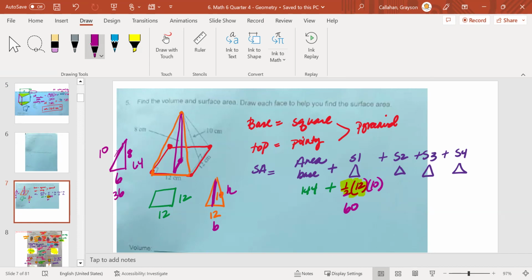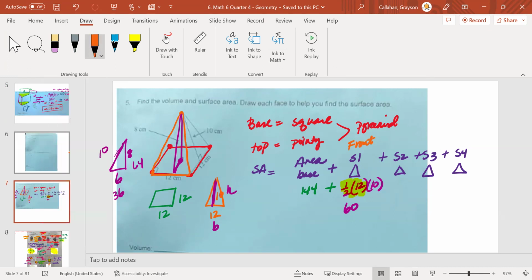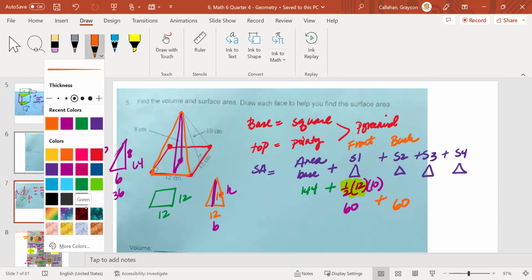Do you see how there's also a back triangle right there that's the same shape as the orange one? Like there's one in the front and there's another one on the back, right? So this is the front and this is the back. Well, the back is exactly the same. So that's 60 and 60, right? Now it gets a little bit weird. So stay with me here.